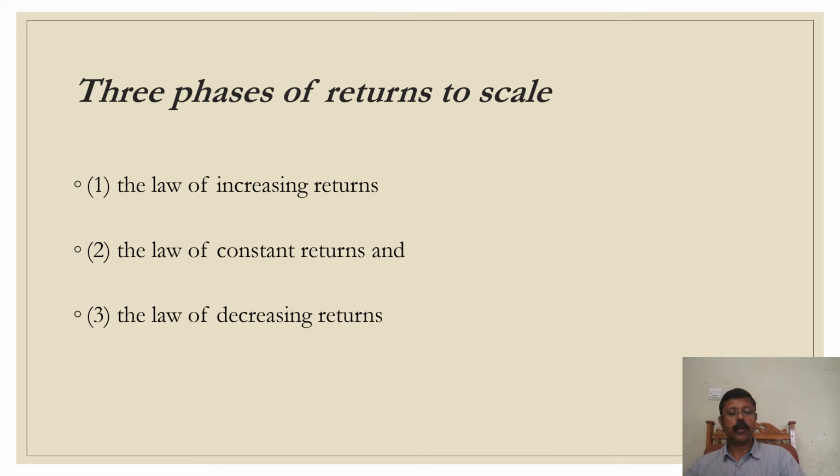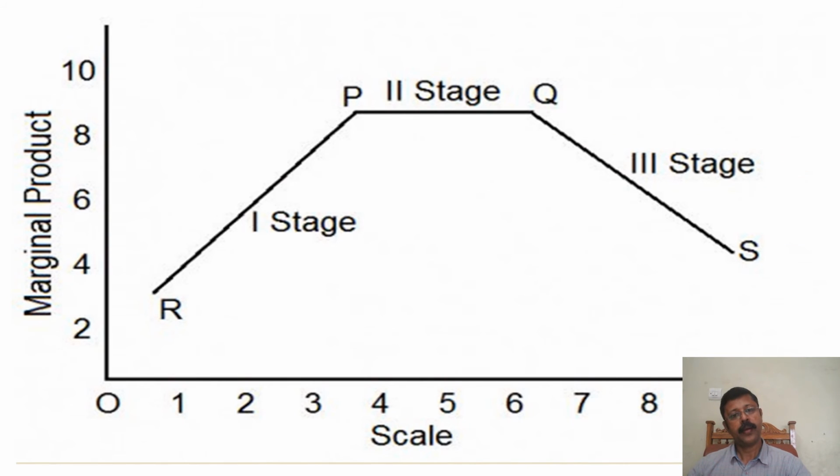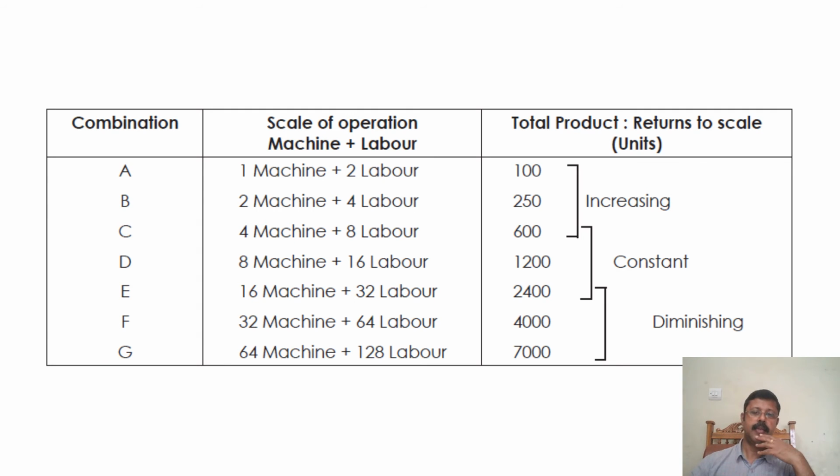Now, similar to the law of variable proportions, the law of returns to scale also talks about three aspects, three stages: law of increasing returns, law of constant returns, and law of decreasing returns. Earlier we had increasing at increasing rate, increasing at a diminishing rate, and finally it starts falling. That was the third stage. Now here we have increasing returns, constant returns, and decreasing returns. Let us see what these three things are. Okay. Now this is a graph. We have got a table, and let us look at this particular table and understand.